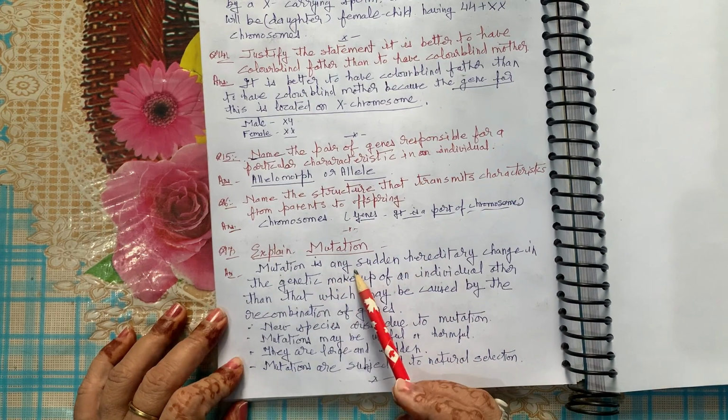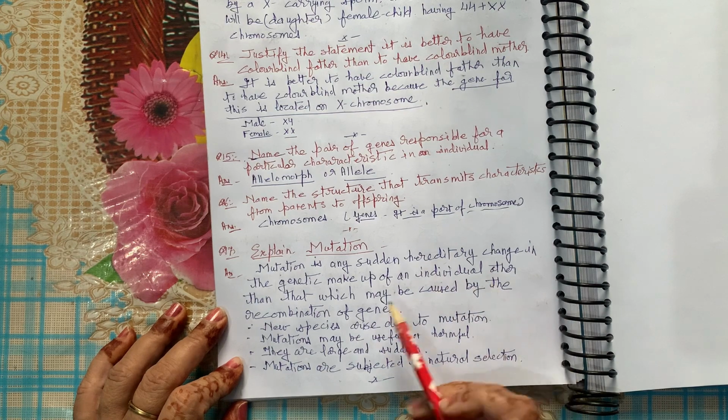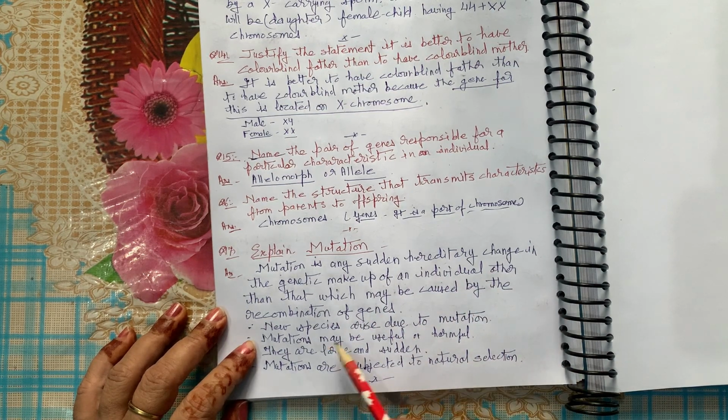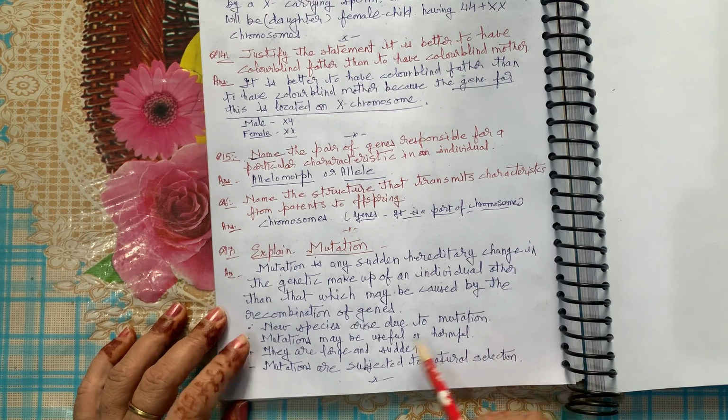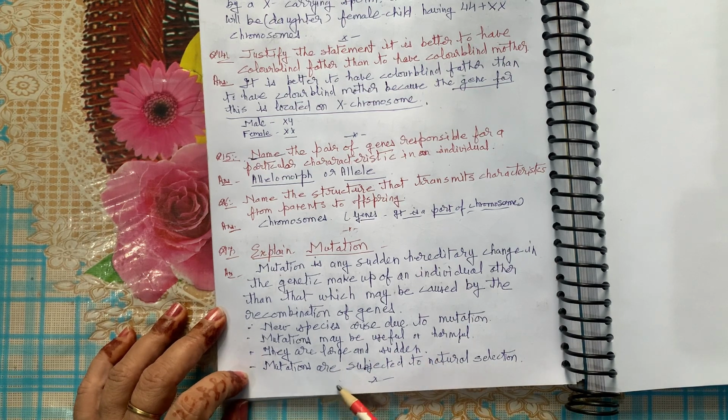Mutation. Mutation is any sudden hereditary change in the genetic makeup of an individual other than that which may be caused by the recombination of genes. First, new species arise due to mutation. Mutations may be useful or harmful. They are large and sudden. Mutations are subjected to natural selection.